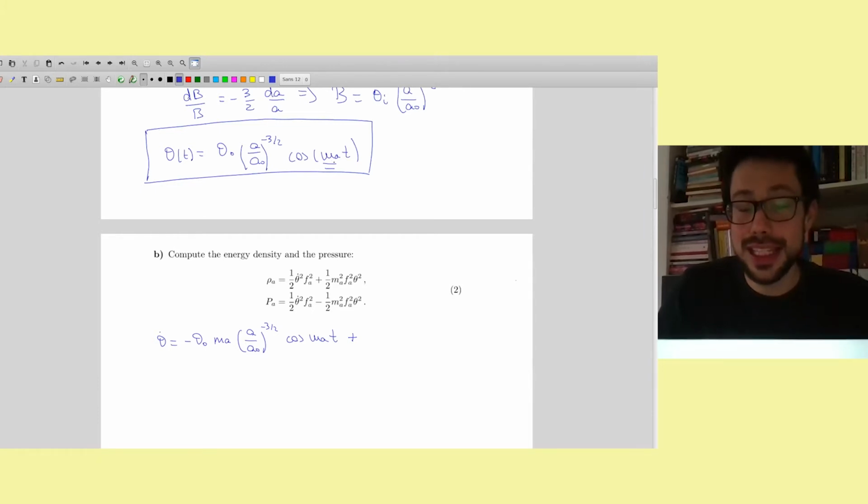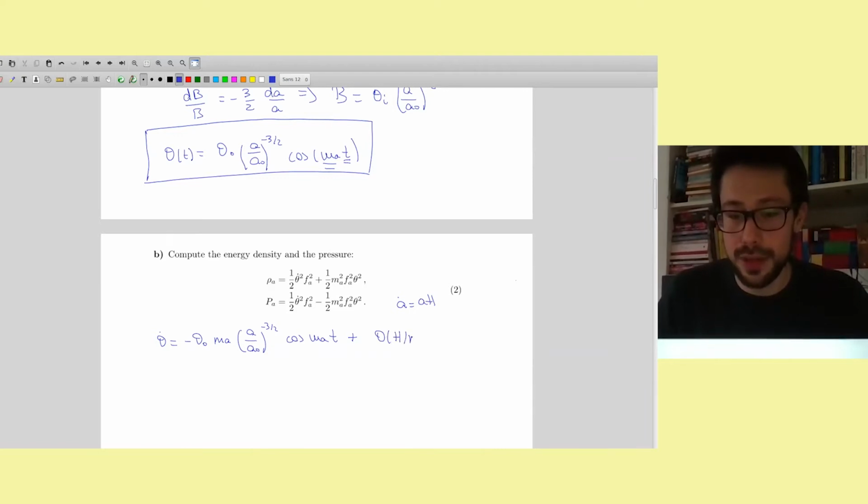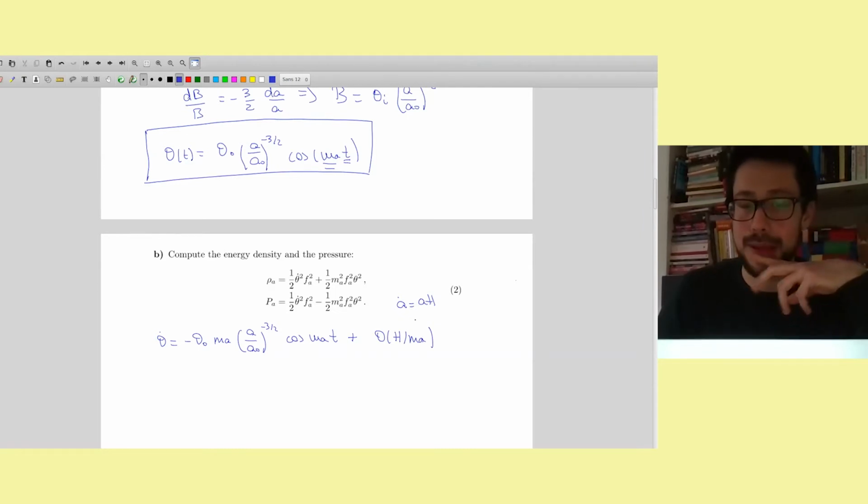So if you realize, here we have the explicit dependence on time. But the universe is expanding, which means that A also depends on time. However, since the derivative of the scale factor with respect to time is basically A times h, the terms that we will have here will be of the order of h over m a. So in the limit that we're considering, we will neglect them, and therefore theta dot will have only this expression.